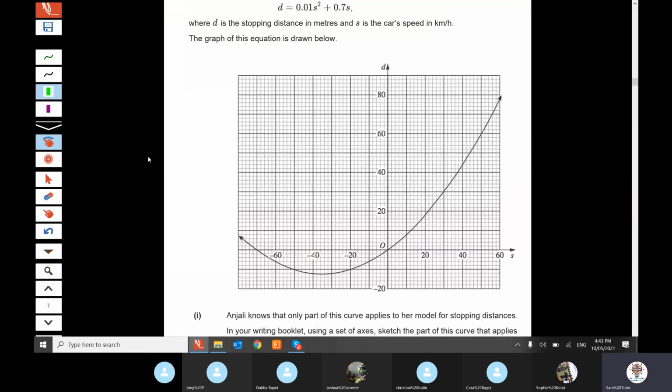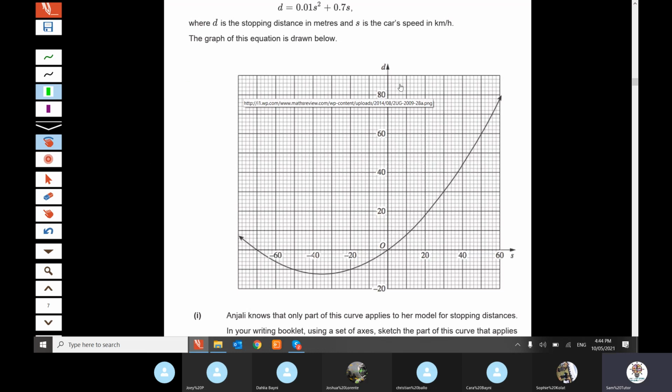The negative doesn't make sense. For both of them? Think about it. You can't have negative stopping distance. That doesn't make sense. You can't say you've stopped -5 meters. And can you have a speed of -60? So they both have to be positive in this case.